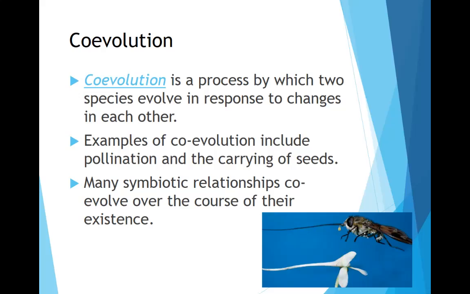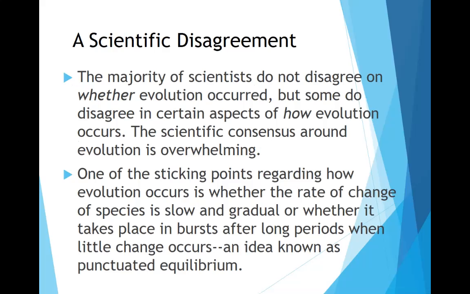The last thing I wanted to kind of introduce you to today is a scientific disagreement. Now, the majority of scientists do not disagree on whether or not evolution occurred. This is pretty widely accepted. But some do disagree with certain small little aspects of how it occurred. And when we start looking at this, one of the sticking points is just about how fast these processes occur. Is the process of evolution really slow and gradual, or does it not happen for a while and then take place in these little bursts? Okay. Now, they have names for each of these, of course, and the bursts is known as punctuated equilibrium.